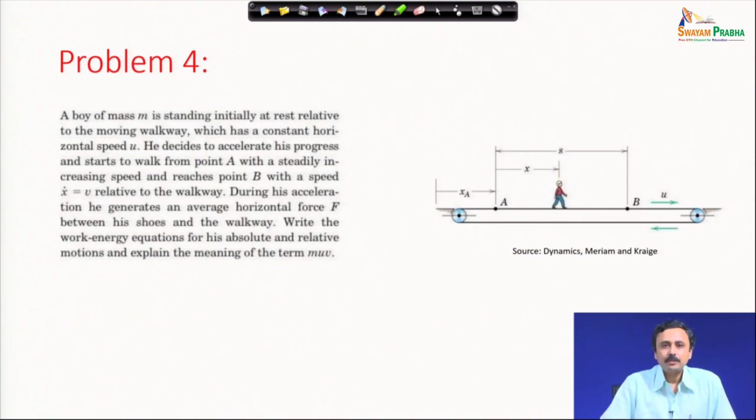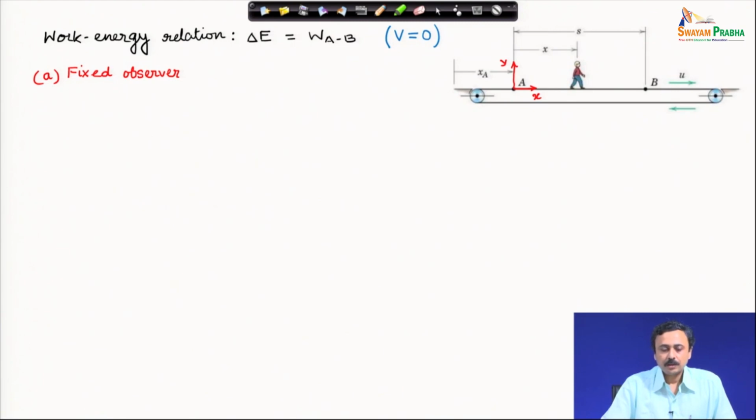This is again a problem from the book of Meriam and Craig. This is a very interesting and educative problem for understanding the work energy relation in a moving frame and a fixed frame. Now, the work energy relation is of this form: the change in the total mechanical energy is equal to the work done. There is no change in potential energy in this case.